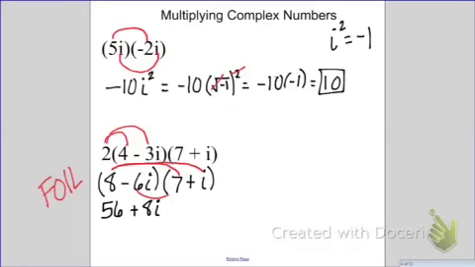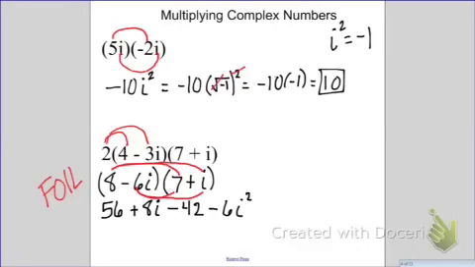Then we're going to do negative 6 times 7 and negative 6 times i, which will give us negative 42 minus 6i squared for i times i.